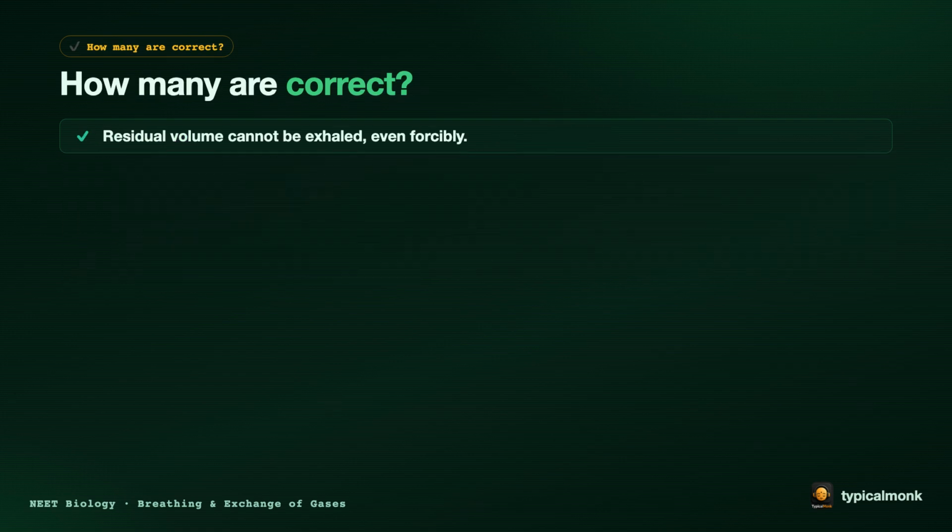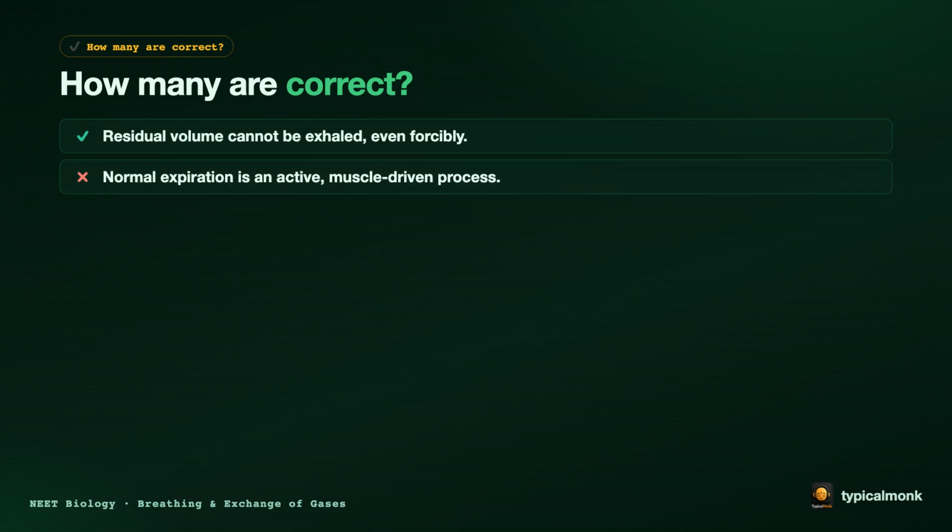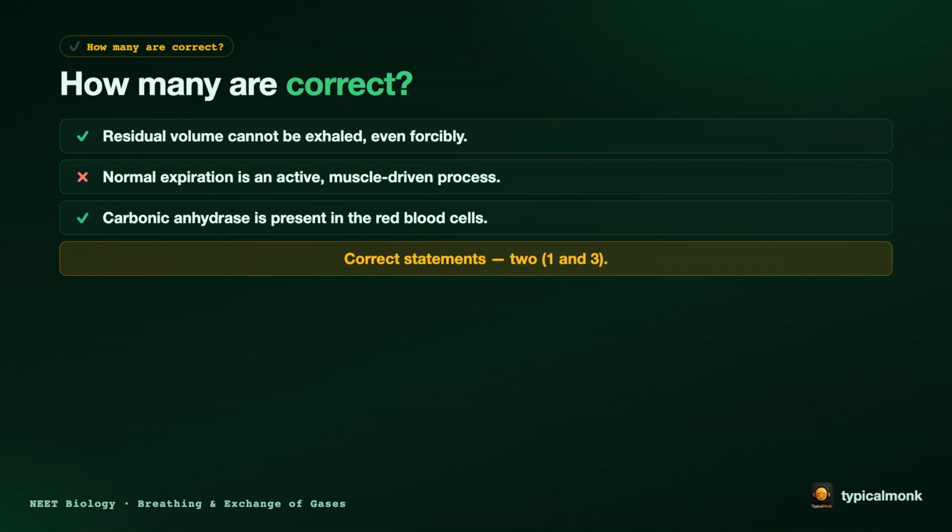Now, the third drill. How many of these statements are correct? Test them one by one. First, residual volume cannot be exhaled, even forcibly. This is correct. Second, normal expiration is an active, muscle-driven process. This is wrong. Third, carbonic anhydrase is present in the red blood cells. This is correct. So the correct statements are two. That is, the first and the third.